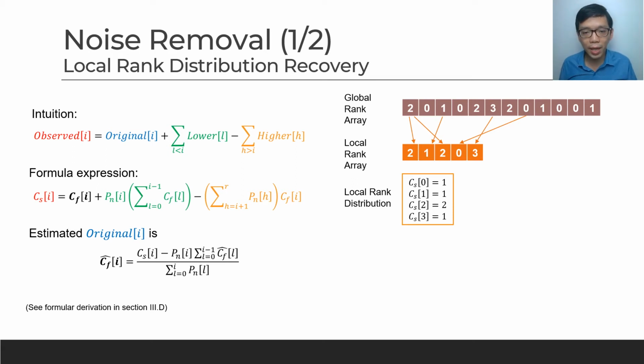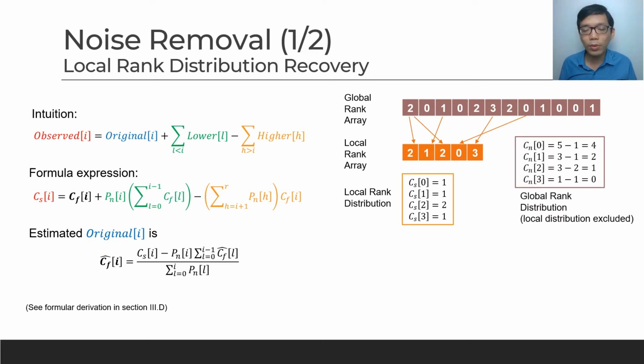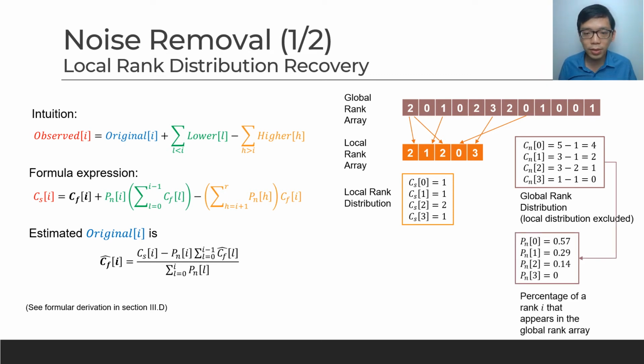Then we also calculate the global rank distribution. I want to mention here that the global rank distribution excludes the local distribution, so we have to subtract the number of ranks in the local distribution. What we have here, from rank 0 to 3, is a global rank of 4, 2, 1, and 0. After that, we calculate the percentage or the probability of each rank in all the memory. So the probability of rank 0 is 0.57, rank 1 is 0.29, and so on. The total of the probabilities will be 1.